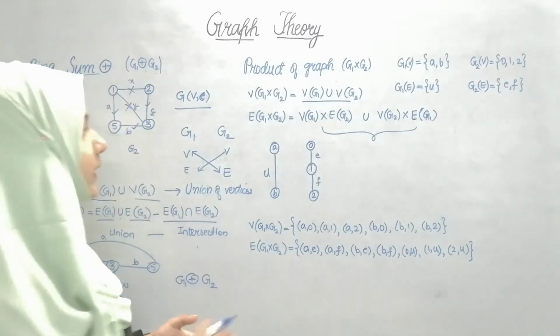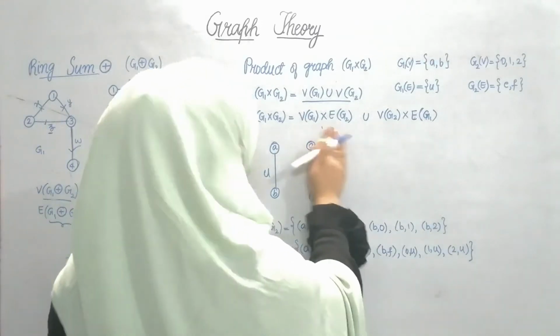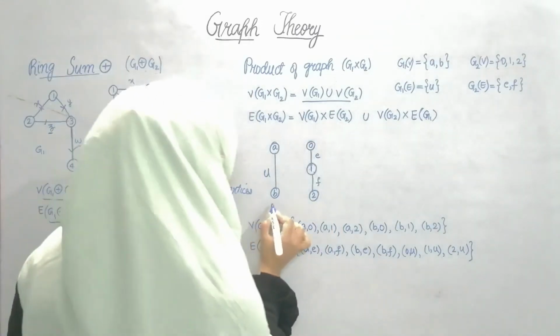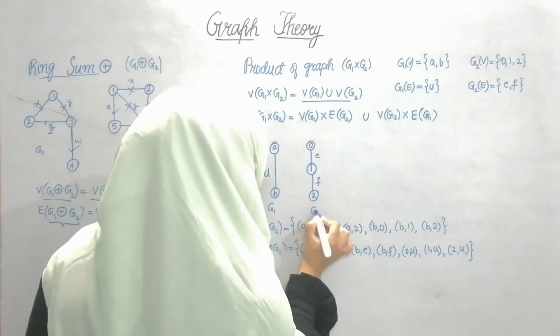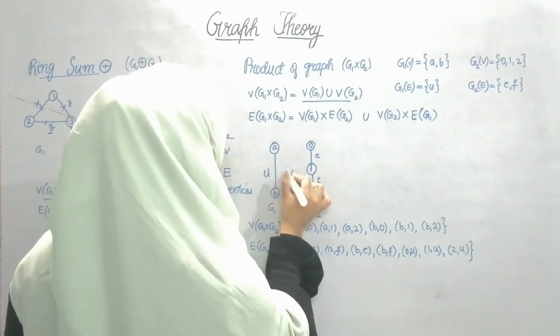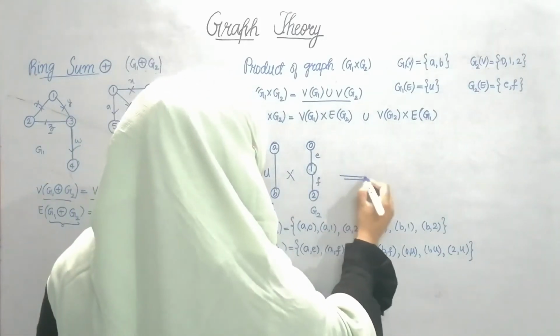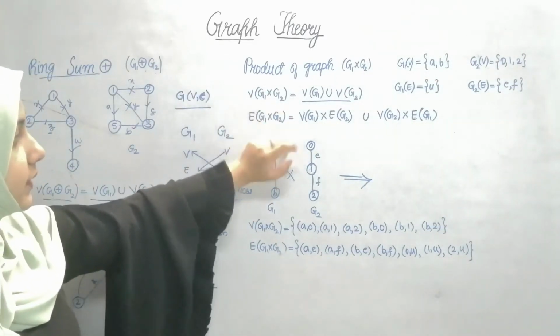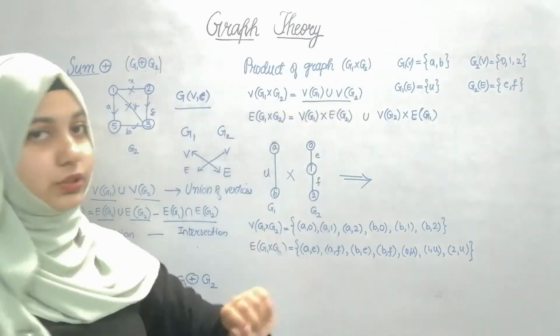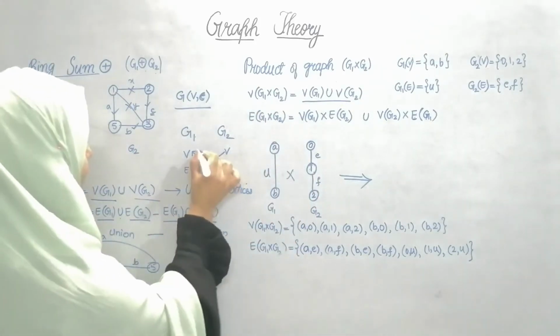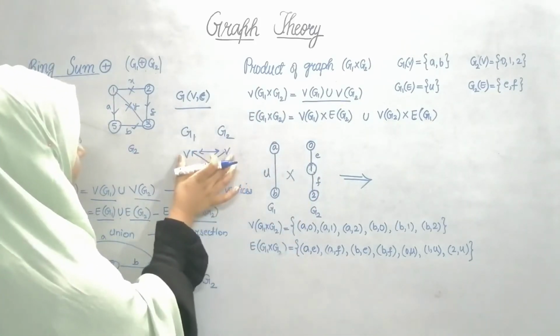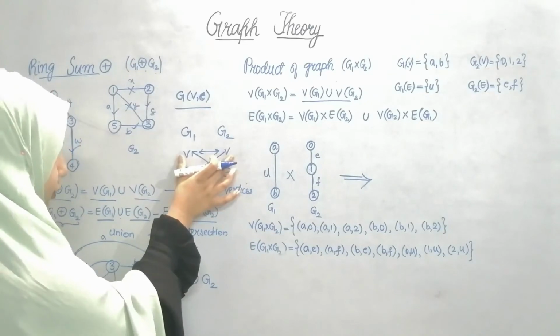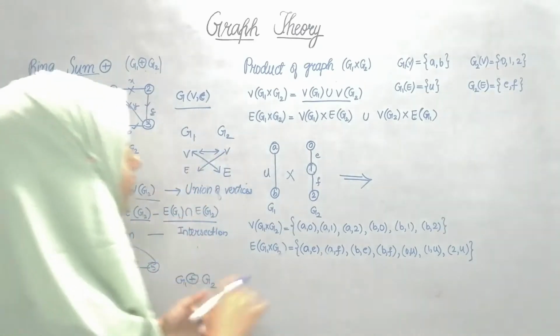Now, let's go with the edges first. Let's draw a graph. Suppose this is my G1 and this is my G2. Now I need to find the product of these two. How am I going to find it? First, we are going to multiply the vertices, V of G1 into V of G2. First, these two need to take place. V of G1 into V of G2. So now here, V of G1.